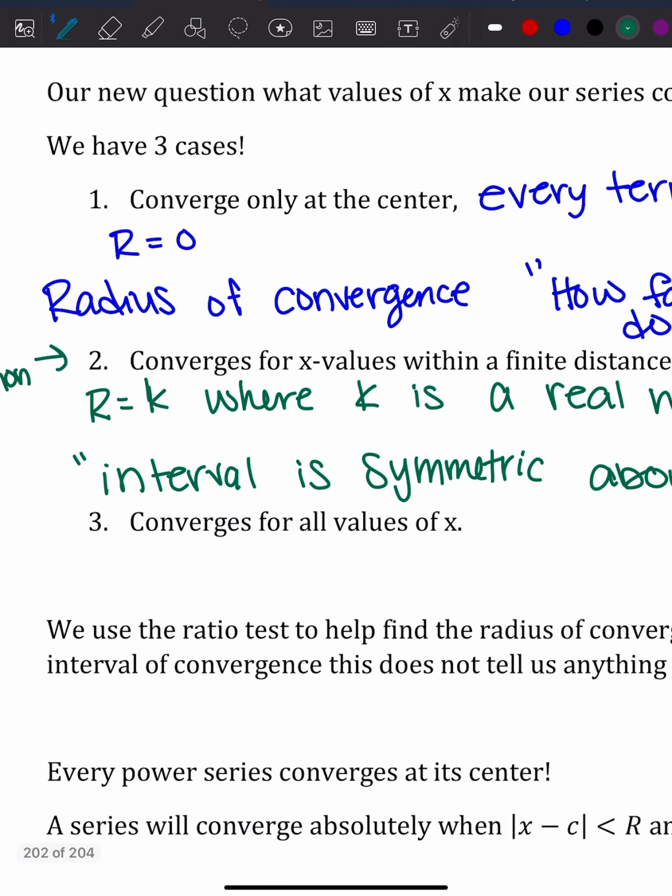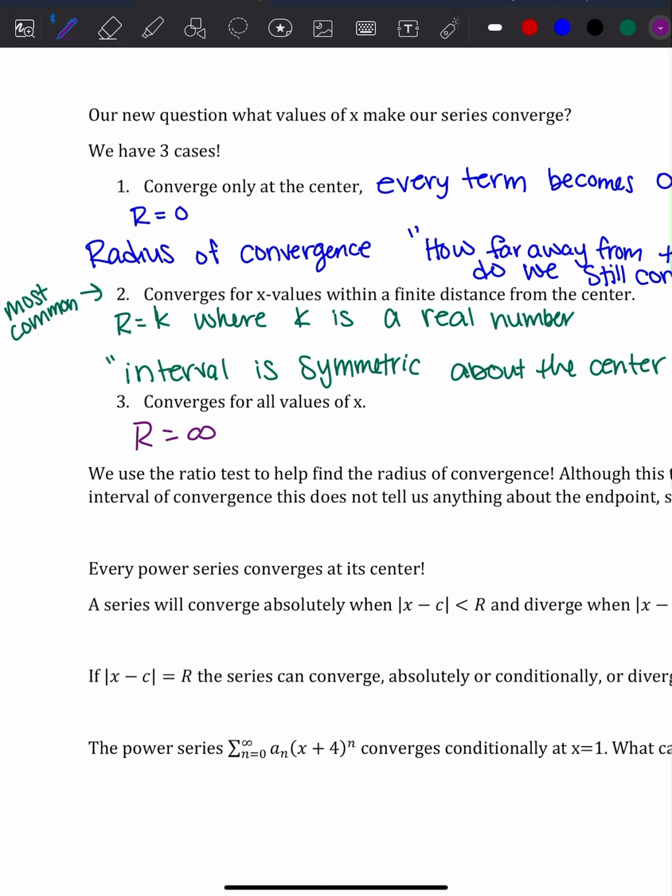And then our last one, converges for all values of x. This means that our radius is infinite. R is going to equal infinity. We use the ratio test to help us with these convergence. So the test that we care about here is the ratio test.